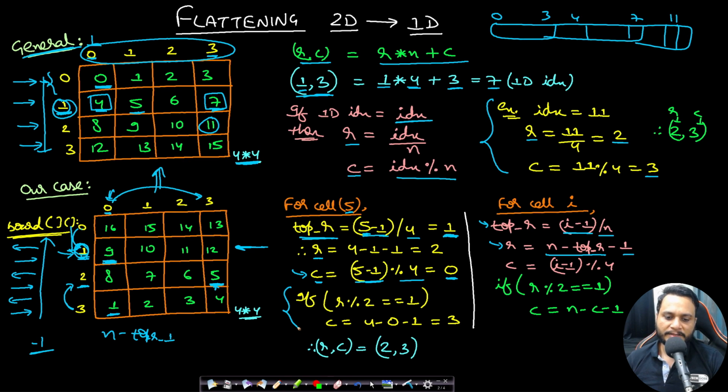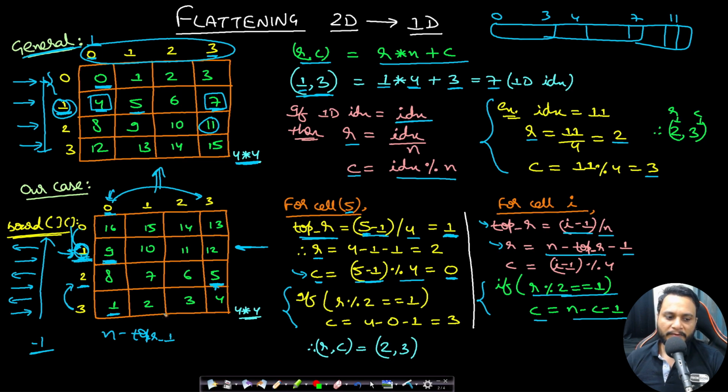But this will be adjusted provided if you are seeing a odd row or an even row. If you are seeing an odd row, then you must have written in the reverse order. So that means the index have to be adjusted, right? So if you adjust the index, then if a row is odd row, then you have to do column equals n minus column minus 1.